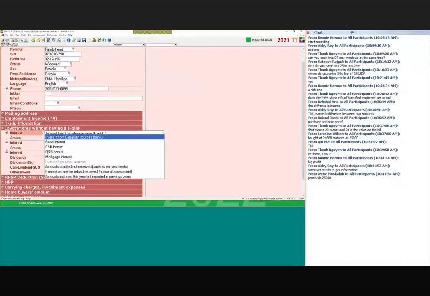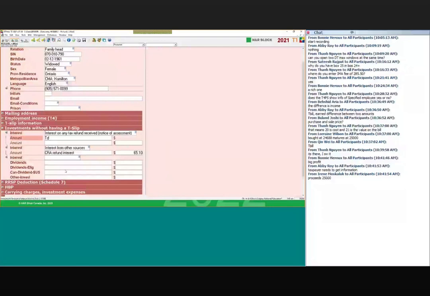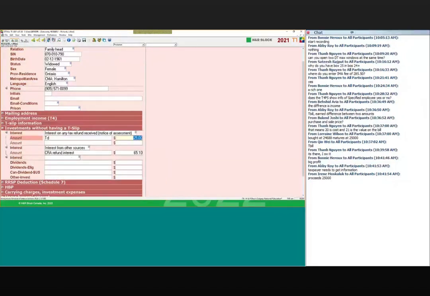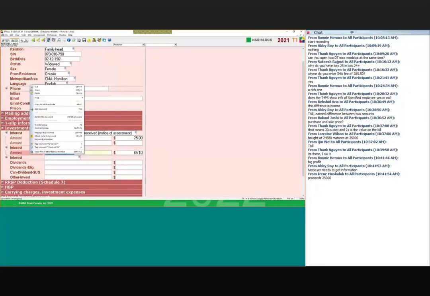So the first drop-down menu, we're going to select either interest from Canadian sources, bank, bond interest, or this one here, Canada Savings Bond, Quebec Savings Bond, mortgage interest. I'm going to select interest from other sources. It actually used to say at one point CRA interest, didn't it, Nan? It is, if you go down. Oh, if I go down. The second one from the bottom. Oh, here, interest on any tax return. Okay, so in my notes they said to pick interest from other sources, or you can go interest on any tax received. Either way, it's immaterial. But I'm going to mix this up. I'm going to actually take this out and just do it with you. Yeah, take it out right now.